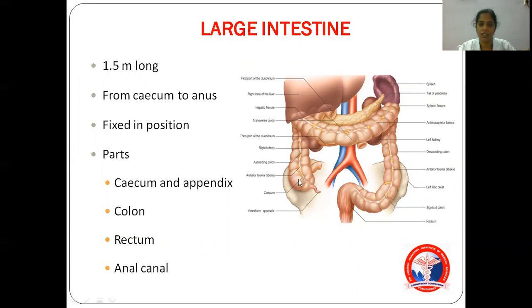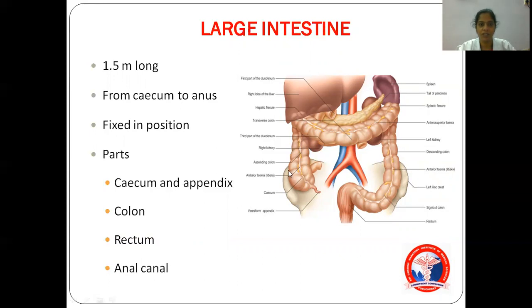Here you are seeing the cecum and this is the anus. This part is called the large intestine. It is fixed in position. They are retroperitoneal. The ascending colon and descending colon are retroperitoneal structures.